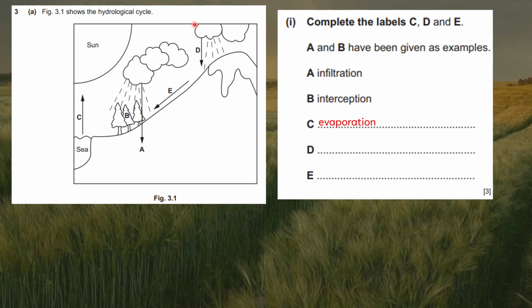Next part, D. This is where the rain goes down, or the precipitation goes down, and this is also called precipitation or rainfall.